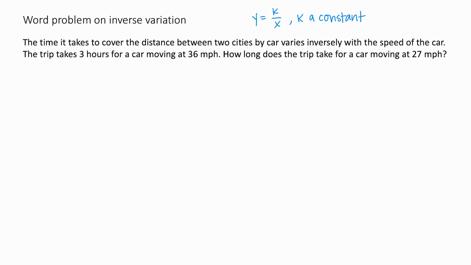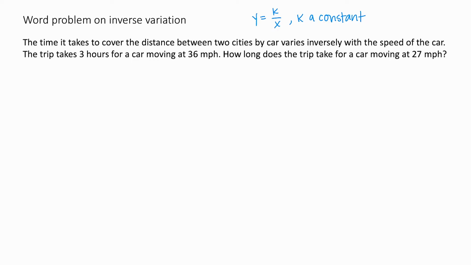For this video, we'll set up our equation, y equals k over x, figure out what our constant k should be, and then solve for the second part of our problem. Let's look at this example. The time it takes to cover the distance between two cities by car varies inversely with the speed of the car. The trip takes 3 hours for a car moving at 36 miles per hour. How long does the trip take for a car moving at 27 miles per hour?